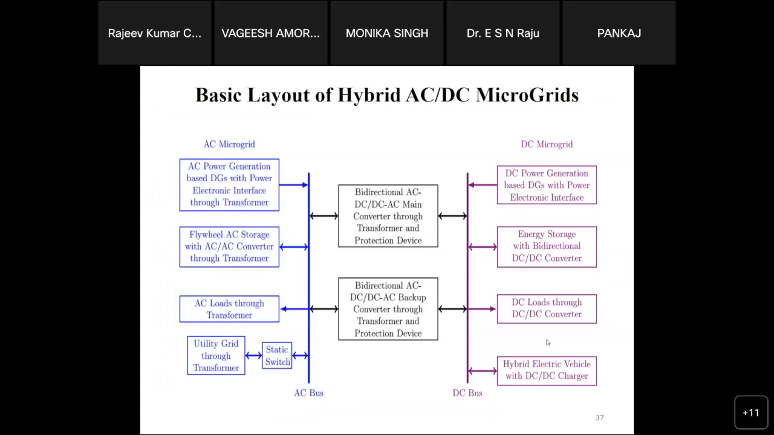This is a hybrid AC-DC microgrid. Here we can see we are connecting the sources and loads which produce and require AC power to the AC bus, and also the sources which produce DC power and the DC loads, which require DC power, we are connecting to the DC bus. In between the AC and DC bus, we have the bidirectional AC-DC converter, and we have the main converter as well as the backup converter. When there is a failure in the main converter, we can go with the backup converter.